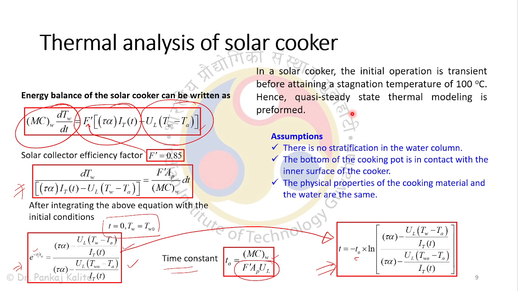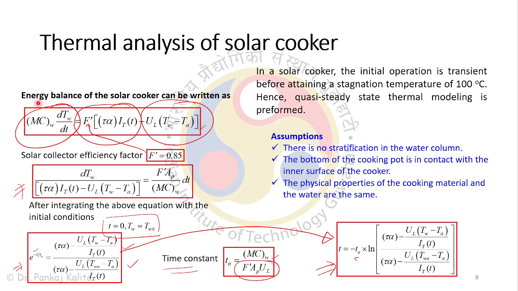If you do the thermal analysis, we know that for the initial time there is a transient state, and after some time steady state is achieved, or a stagnation temperature of say 100 degrees Celsius is achieved. If you do the energy balance and want to calculate how much time is required to achieve that particular temperature, you can use this derived formula, where the time constant T naught can be calculated by this formula. This formula you have already seen again and again.